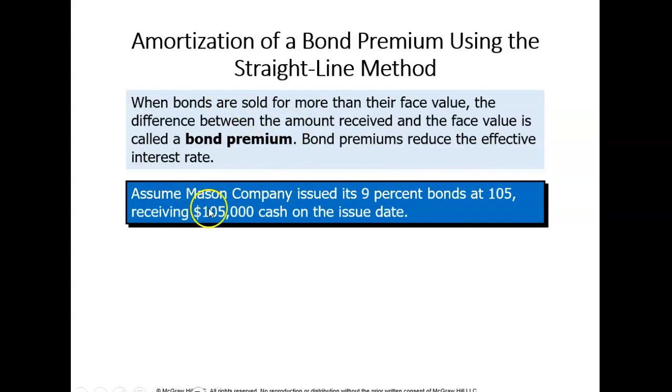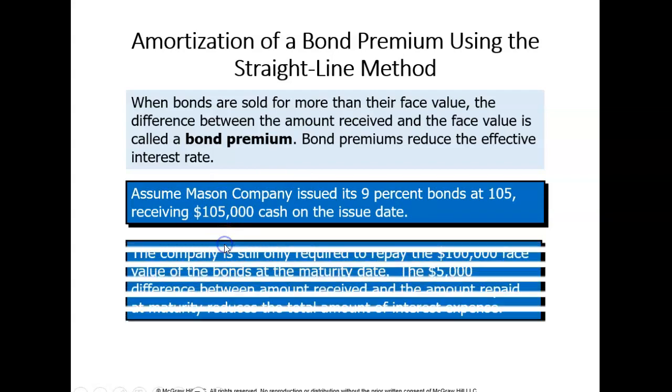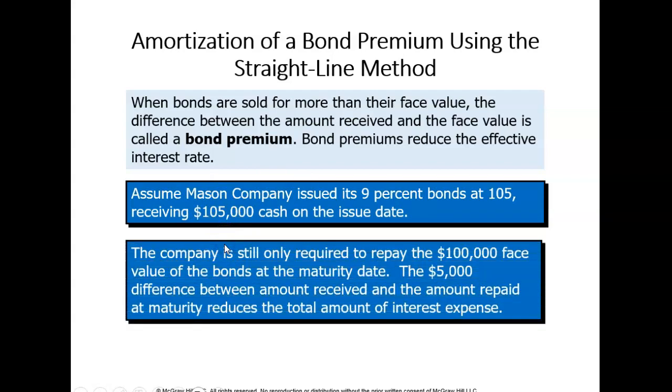So we're receiving cash a total of $105,000. So we still only paid back $100,000. You only paid back the face value of the bond, which is $100,000. The difference between the amount received, $105,000, and the bond's face value will reduce the interest expense we're going to recognize over this 5-year period.